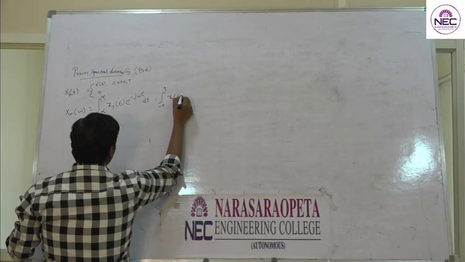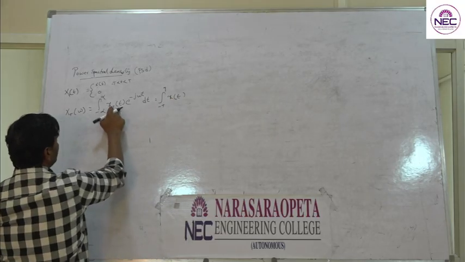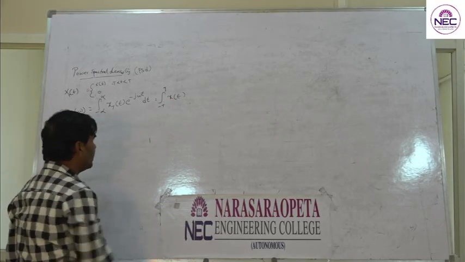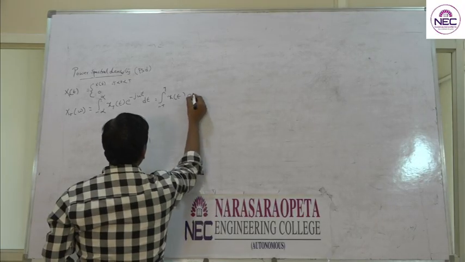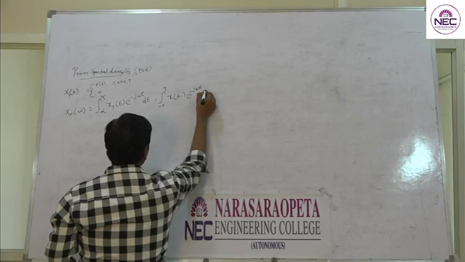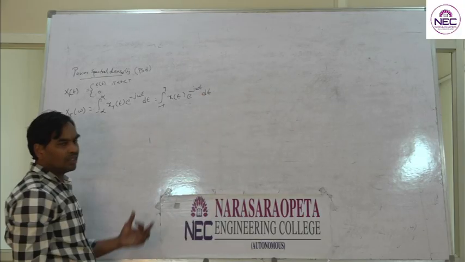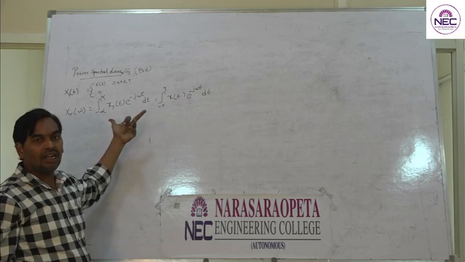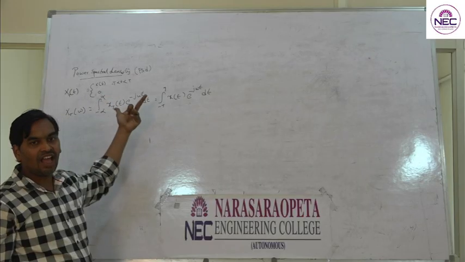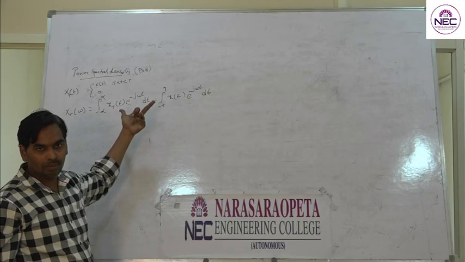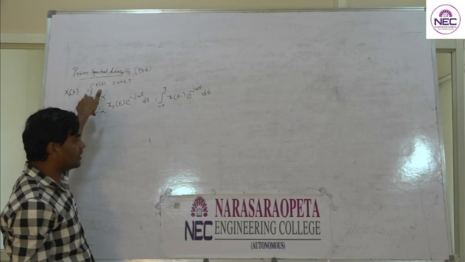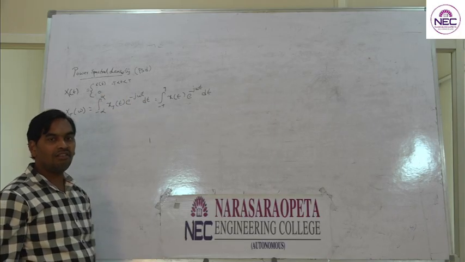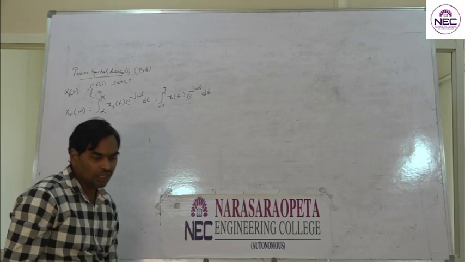Instead of xT of t we are writing x of t. So the integral of x of t e power minus j omega t dt is XT of omega. Now we are going to find the average power of a random variable xT of t.